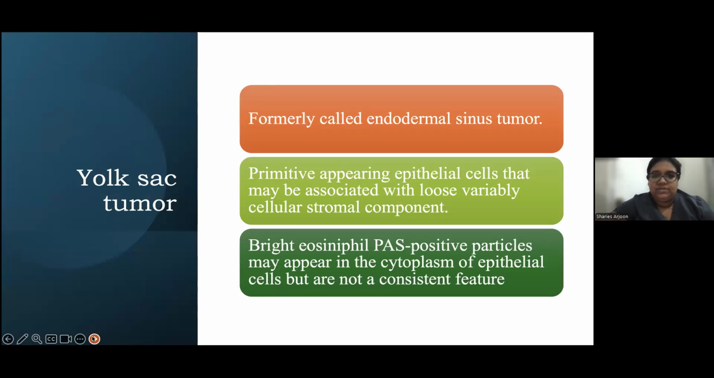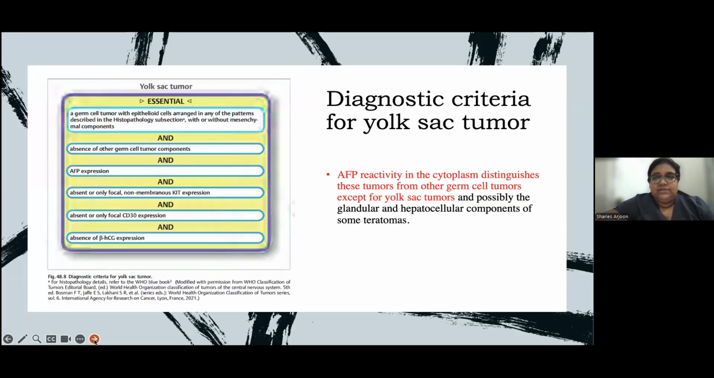Moving on to yolk sac tumors. These were formerly called endodermal sinus tumors. They are primitive appearing epithelial cells that may be associated with loose variable cellular stromal components, and bright eosinophilic PAS positive particles may appear in the cytoplasm of the epithelial cells, but they are not a consistent feature. So the diagnostic criteria for yolk sac tumors is as shown here. Of note, AFP reactivity in the cytoplasm distinguishes these tumors from other germ cell tumors, except for yolk sac tumors and possibly the glandular and hepatocellular components of some teratomas.